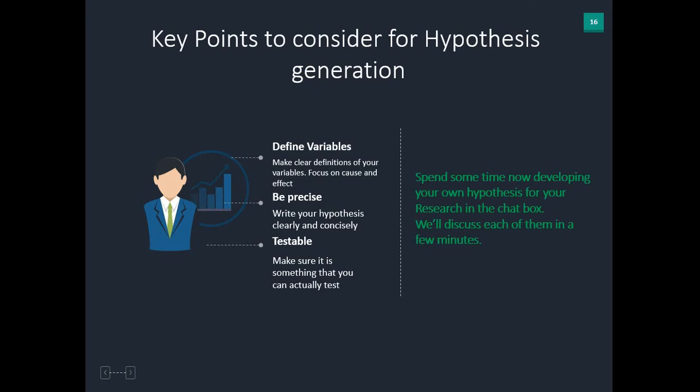So some key points to consider then. You need to make sure you know your variables and define them clearly, and focus on cause and effect. Be precise in writing your hypothesis clearly and concisely, and make sure that they're testable. Make sure that it's something that you can actually test.